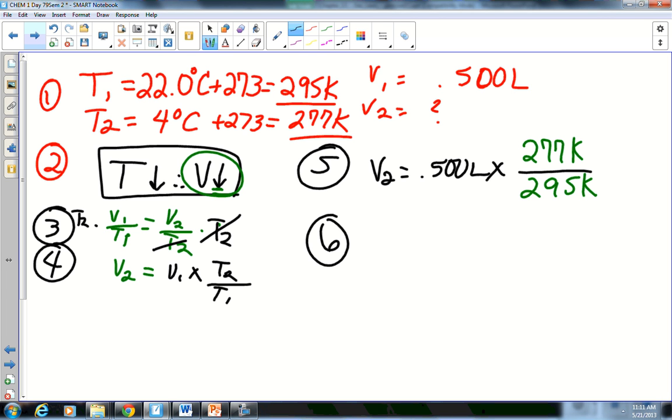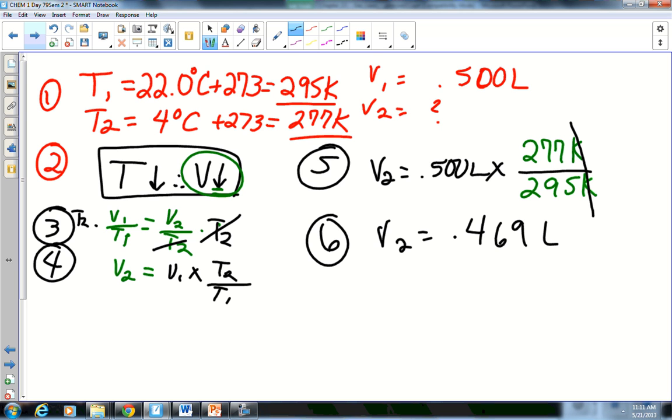0.5 times 277 over 295 is what? 0.4. You got it. And now, folks, don't forget, I will grade that you cross out those Kelvin. They cancel. And so what's my label? Liters. Good. Okay, 3 sig figs. Alrighty? Questions?